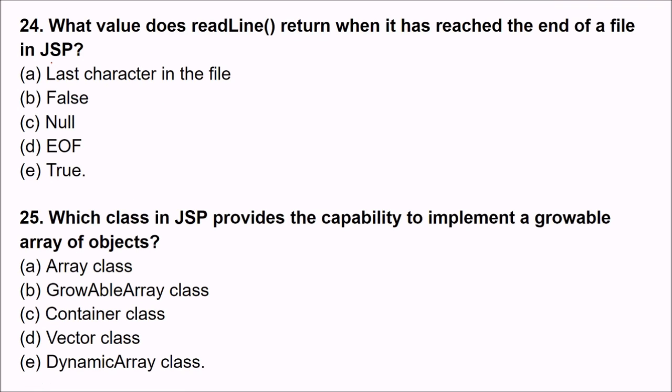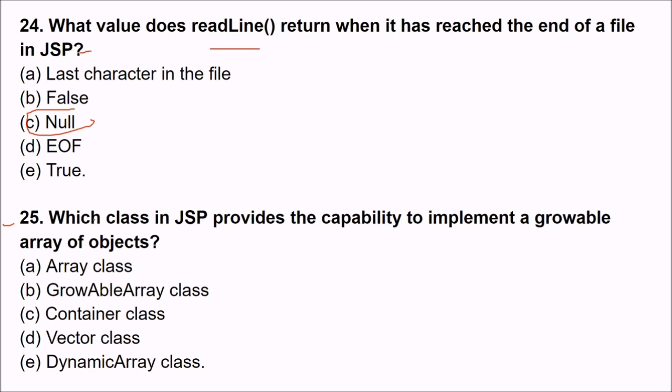24. What value does readLine return when it has reached the end of a file in JSP? The answer is C. It has reached the end of the file. According to the semantics of the readLine method, it returns null when it reaches the end of a file in JSP.